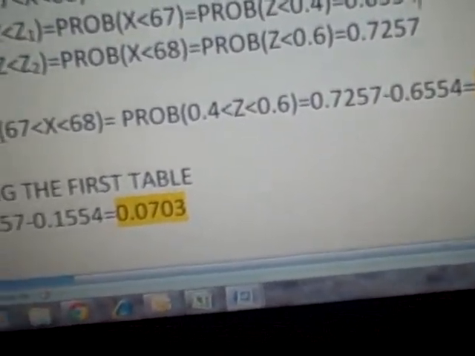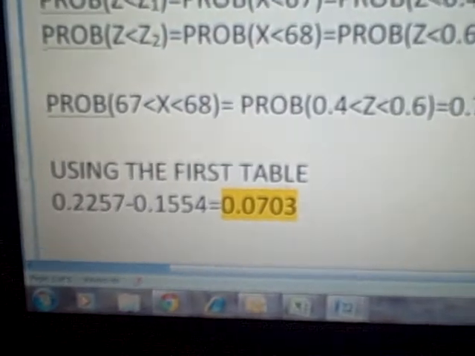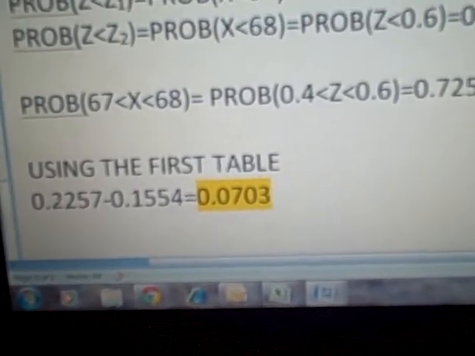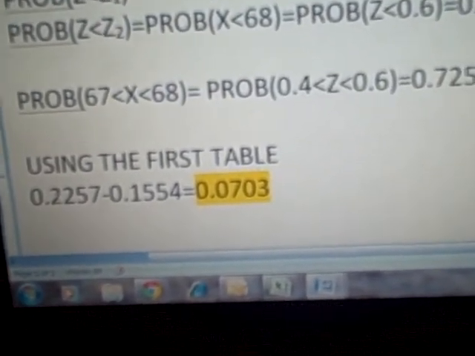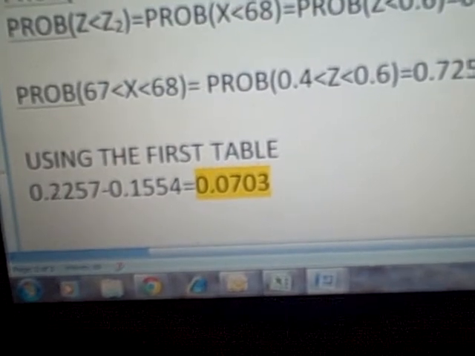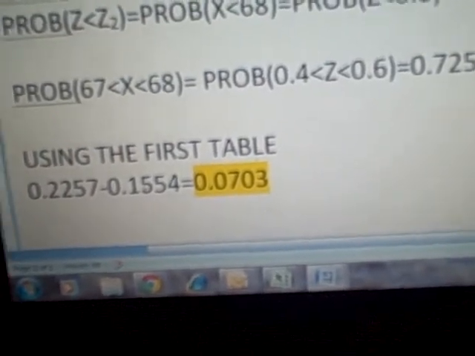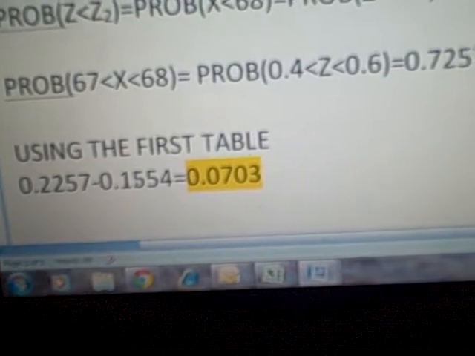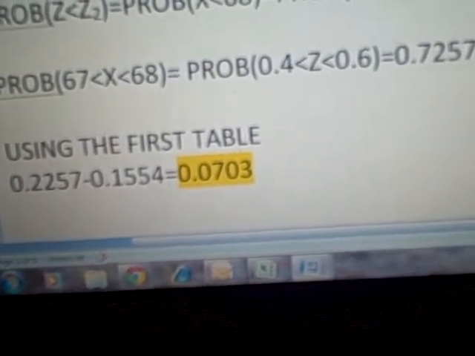If you like, you could also use the first table. This is the probability that z is between 0 and 0.6. This is the probability that z is between 0 and 0.4. And again, we subtract the two, we get the same answer.